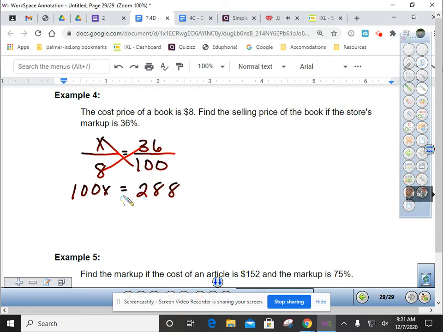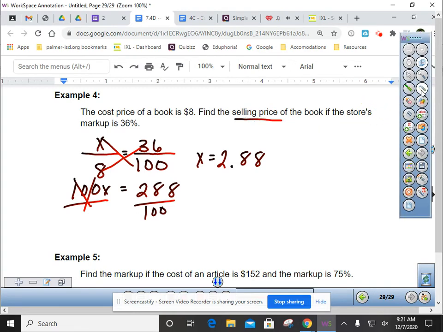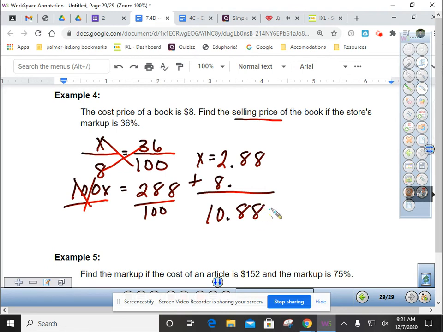Now what? So what is the markup? $2.88. Is that the answer? No. What's it asking you to find? The selling price. They are not selling it for 2.88. What are they selling it for? You add it back to the $8, which gives you how much? $10.88.